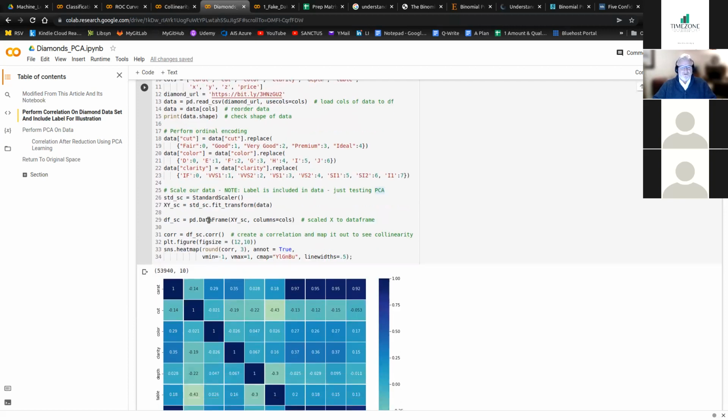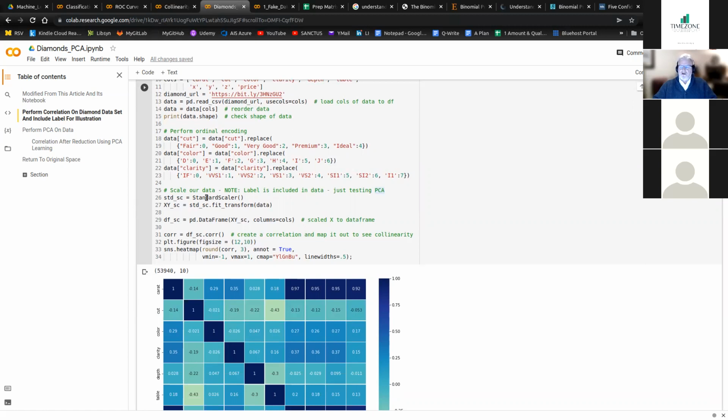And so anyway, then we can ordinally encode these, meaning do the qualitative replacements from text to numbers. Now we have a complete numeric data frame. And now this can't be overemphasized: you want to scale your data anytime before you use PCA. There are many reasons I will always scale my data.